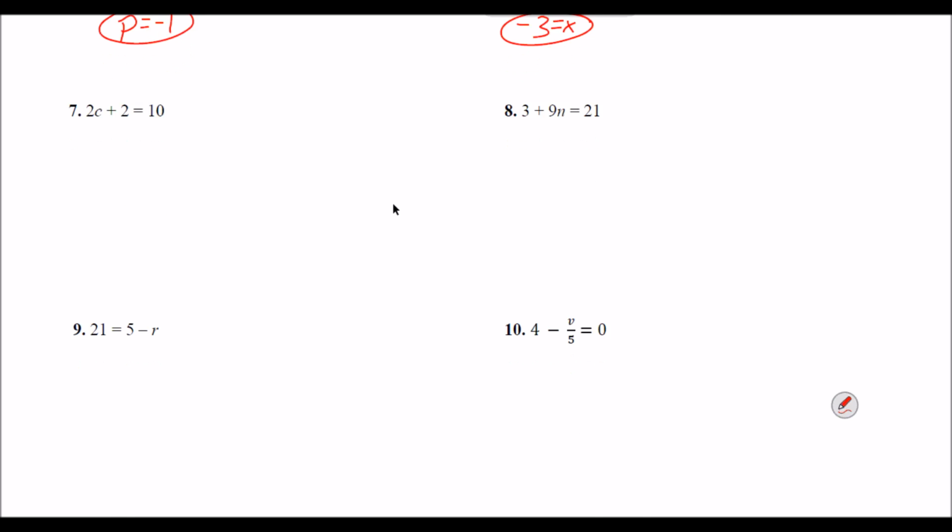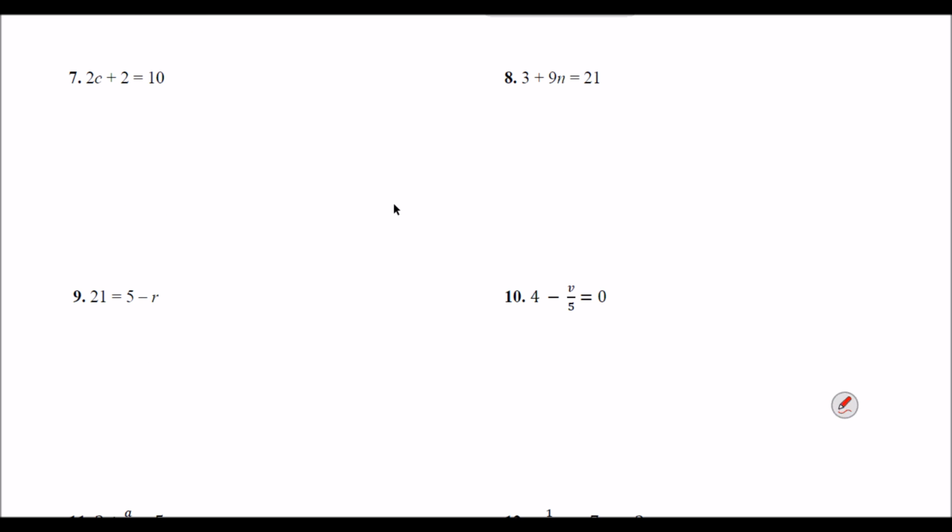So, number 7, we have 2c plus 2 equals 10. Again, we want to get rid of the plus 2 first by subtracting 2 on each side. The 2c drops down. 10 minus 2 is 8. We want to divide each side by 2, and c is 4.